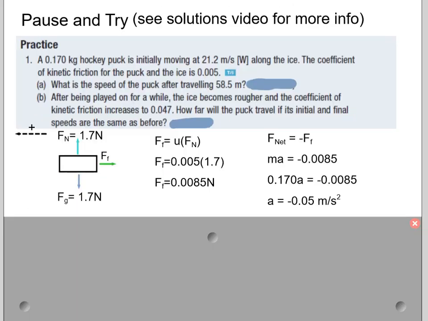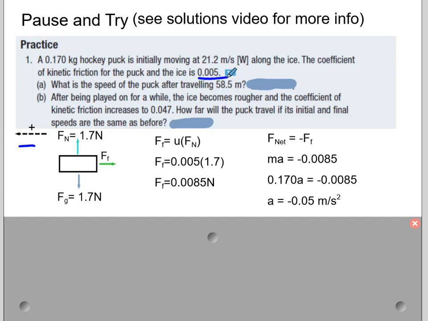Okay, so there's one set out of the way. Next set, now I've typed out most of this just to make it a bit speedier. We have a hockey puck. It's initially traveling at 21.2 meters per second to the west, so I have my positive direction to the left, or the west. It's the direction the object's moving. The coefficient of kinetic friction for the puck and the ice is 0.005, so that's very small, so not a lot of friction force acting in this situation, which we would expect from a hockey puck on ice.